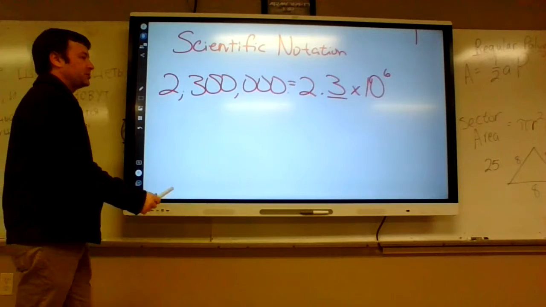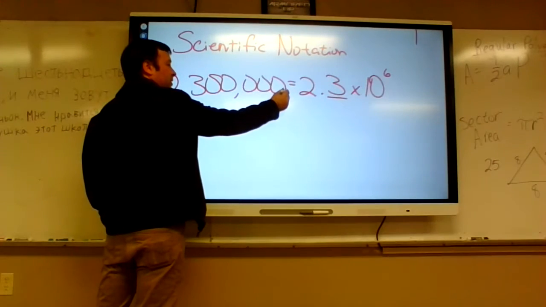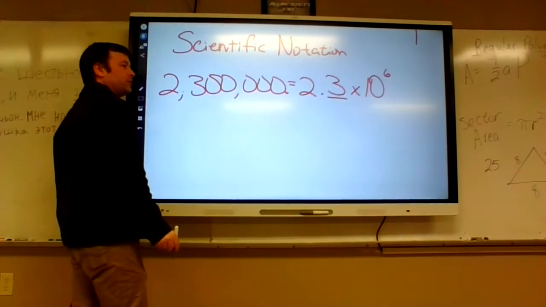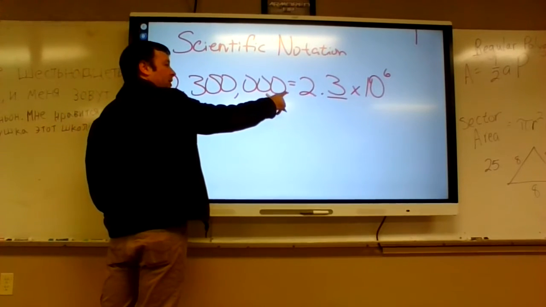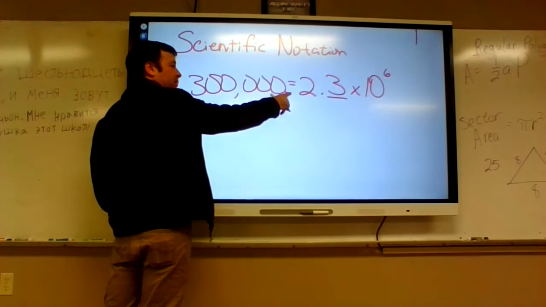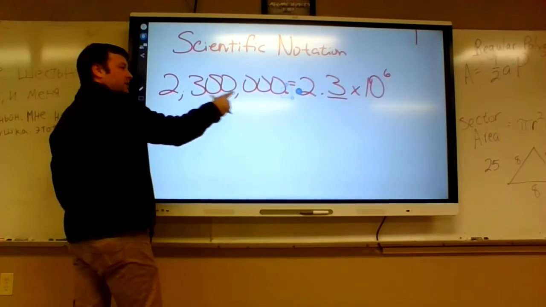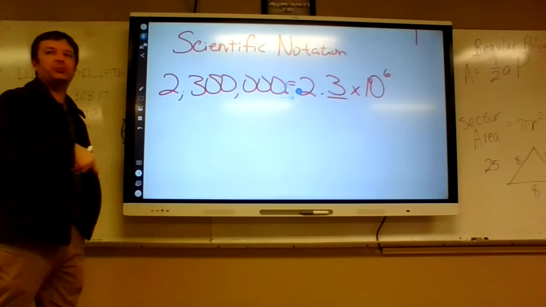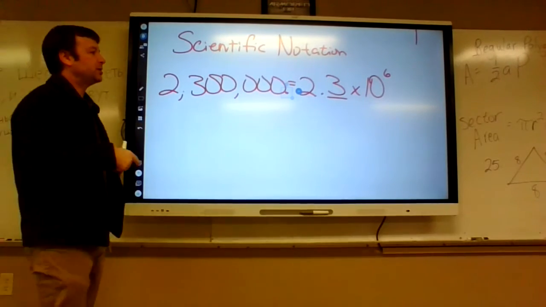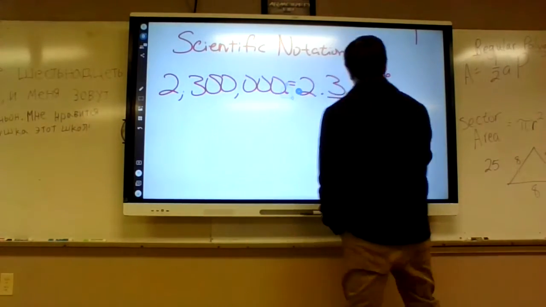You count how many places we moved the decimal. The decimal was right here to start with, after the 2 million. If you have a whole number, the decimal is normally at the end. We moved it to be right after the 2. So we moved the decimal 6 places. So you put times 10 to the 6th.